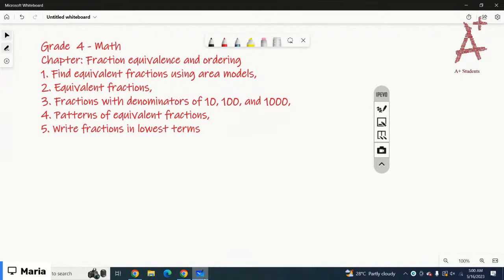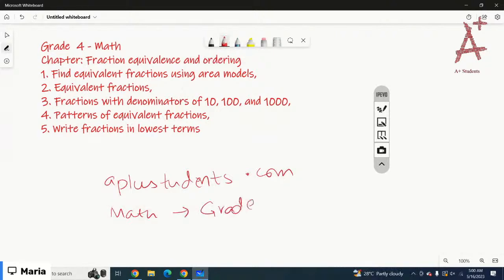We're going to start with grade 4 maths. You can find all the lessons on aplusstudents.com. You have to log in there using your email address, and the password is provided by the administrator. Then you have to select math from the subject tab. Scroll down to grade 4 and then click on view all lessons.